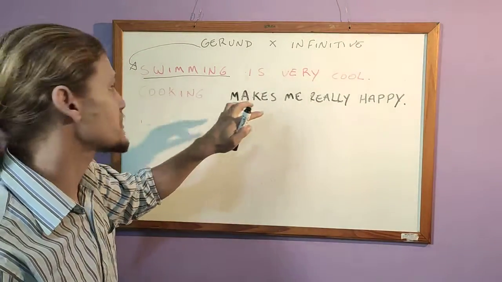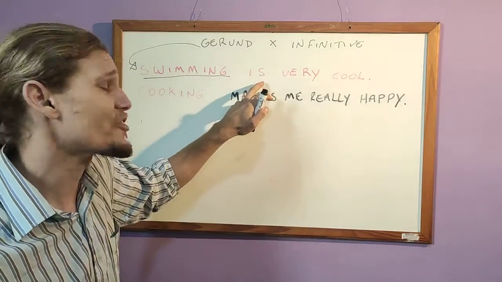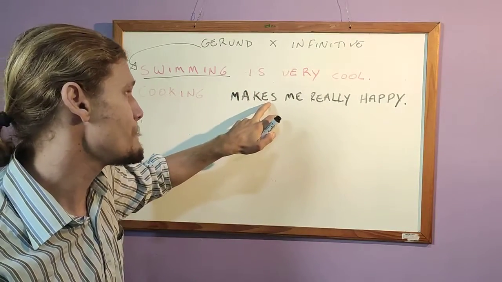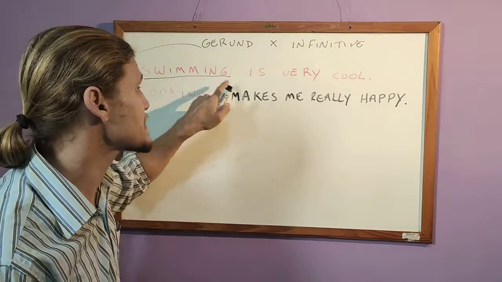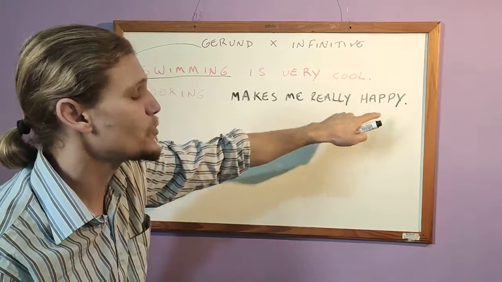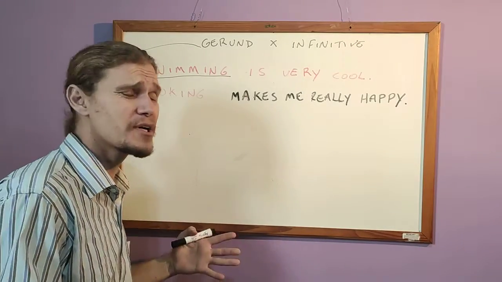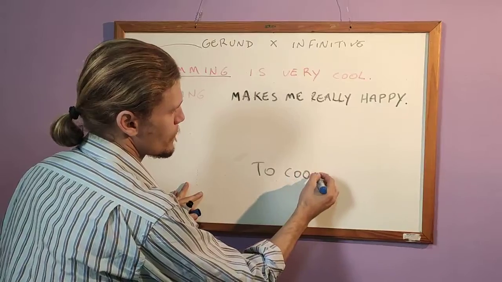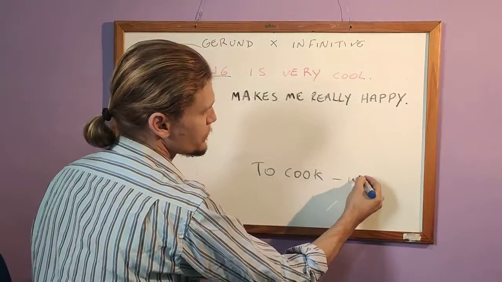You have to notice that whenever I'm using gerund, I'm referring to it as a third person. That's why I'm using is, and here you have makes, because this is third person. It is very cool. It makes me really happy. What makes me really happy? To cook. Oh, Bruno, but to cook? Yes. To cook is infinitive.